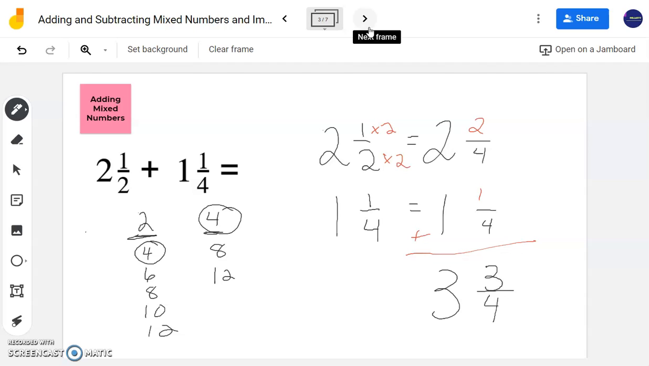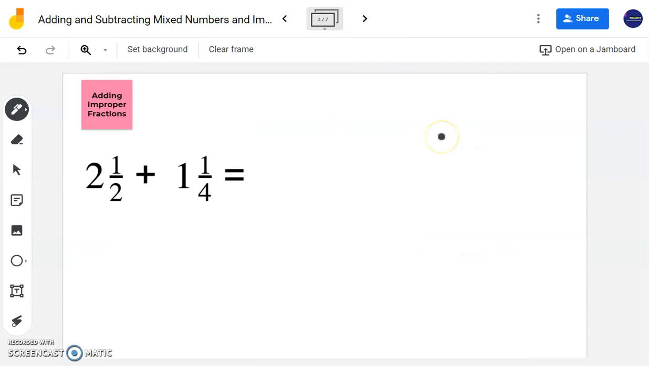Now, I'm going to take this exact same problem again, and this time I'm going to use my improper fractions. We learned from the visual model that 2 1/2 is equivalent or equal to 5 halves. Also, 2 times 2 is 4, plus 1 gives me 5 with the same denominator of 2. We also learned from the visual model as well, 1 1/4 is the same as 5/4.